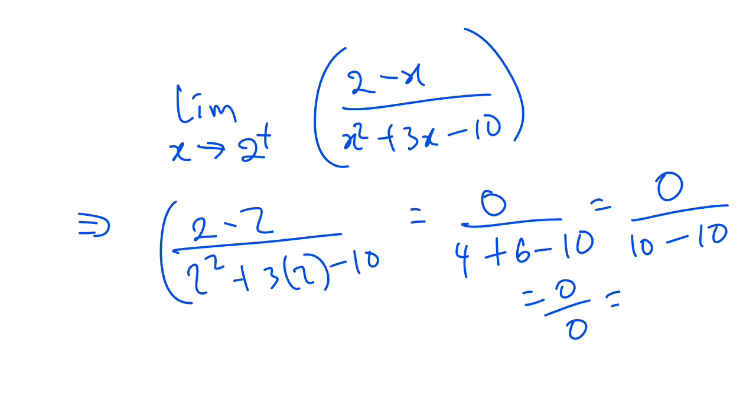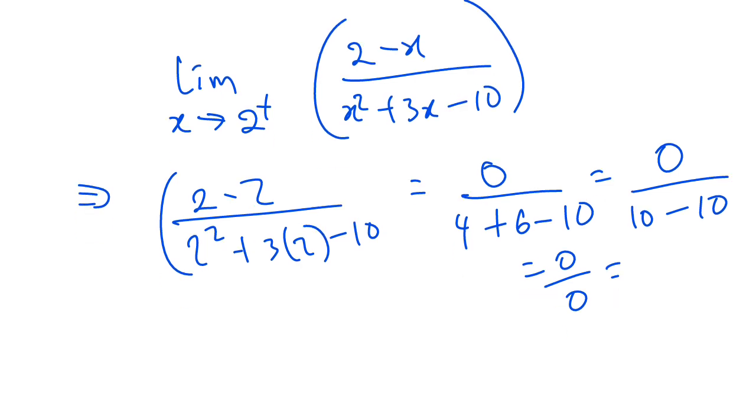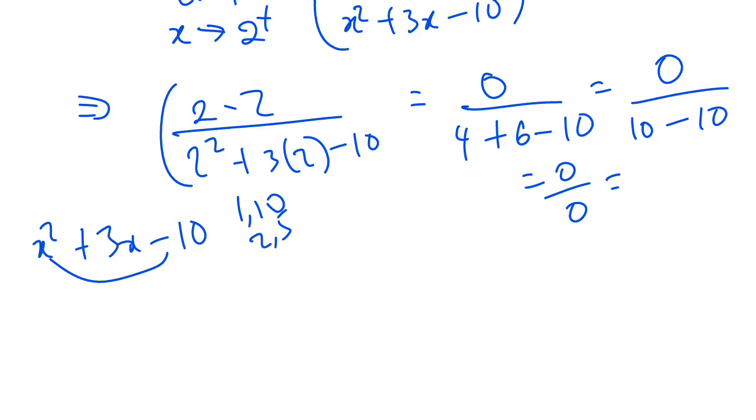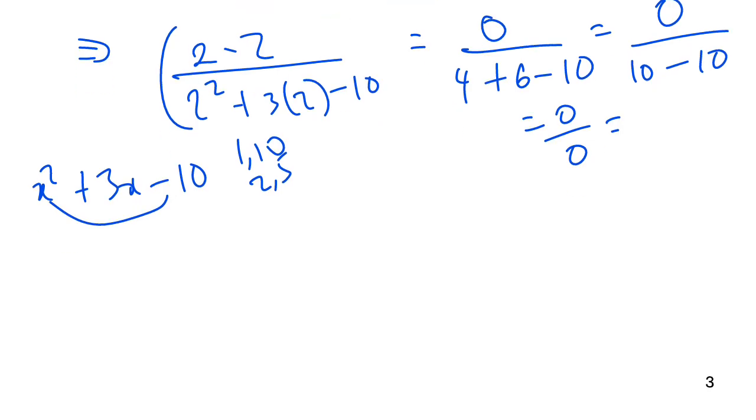If we carry out the factorization, we look at the denominator, x squared plus 3x minus 10, and we look for two numbers that add together to give 3x and multiply to give negative 10x squared. If you look at the factors of 10, 1, 2, 5, and 10 are the factors of 10, right?